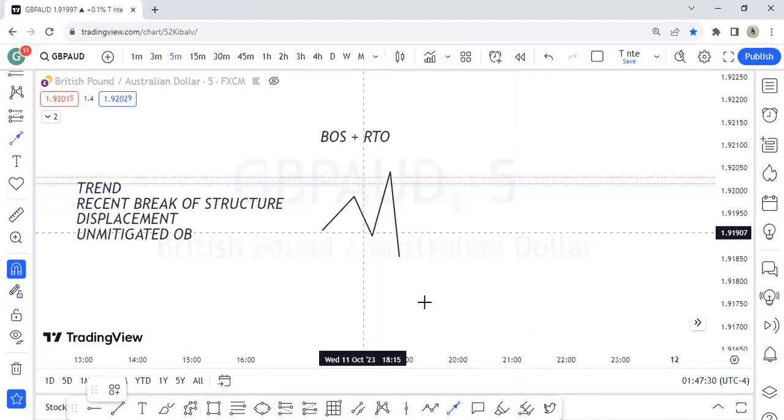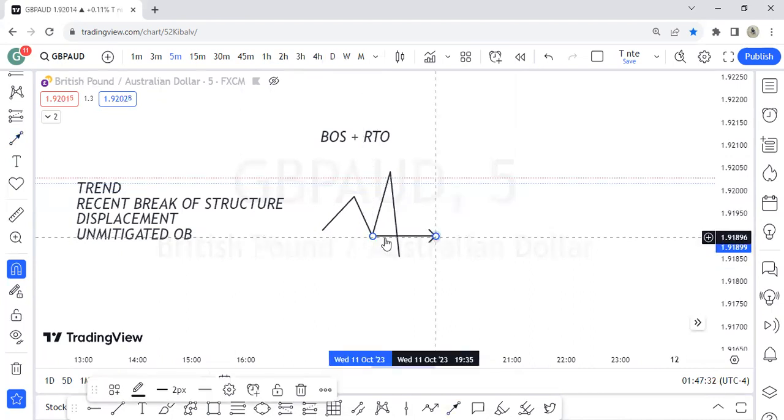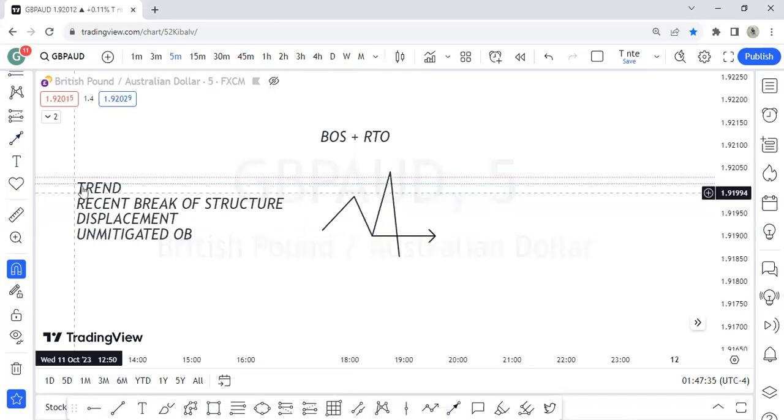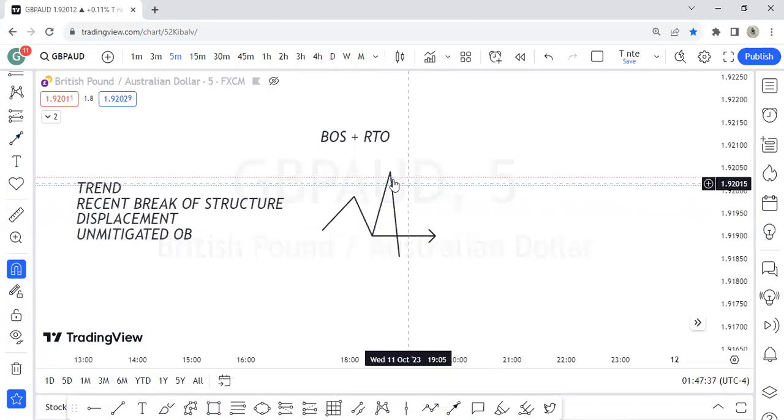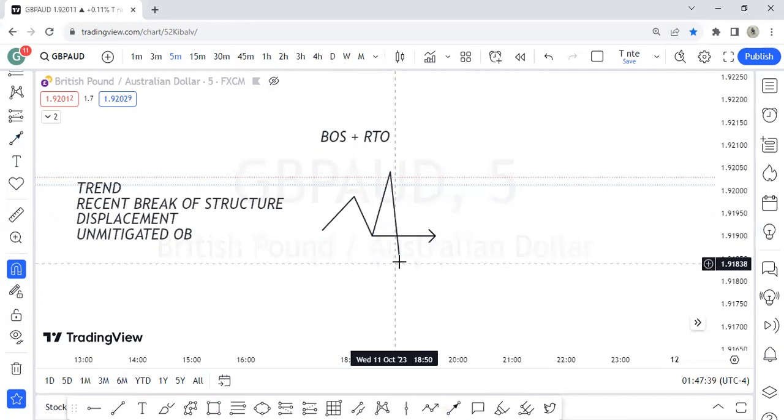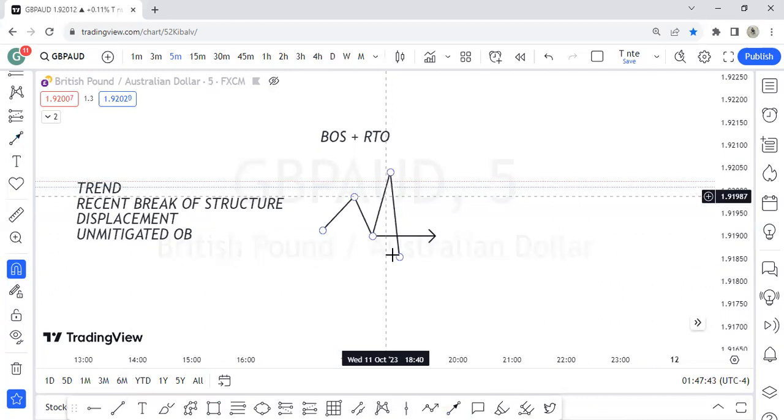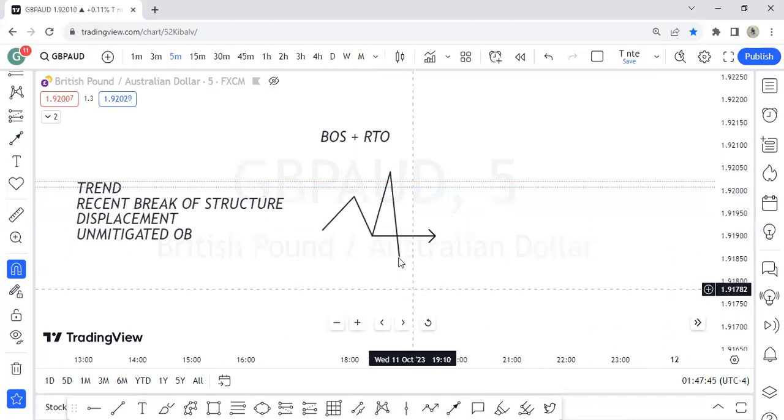So now we have what? A break of structure, right? So, break of structure right there. Next thing is, is that the session? Yes. Once the market breaks the low and remains a bit below it, it's not weak. Once the market closes below the low very strongly and then starts returning.